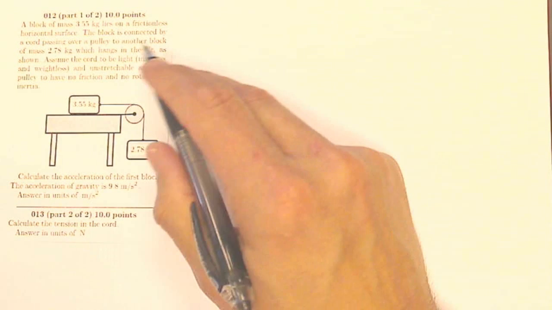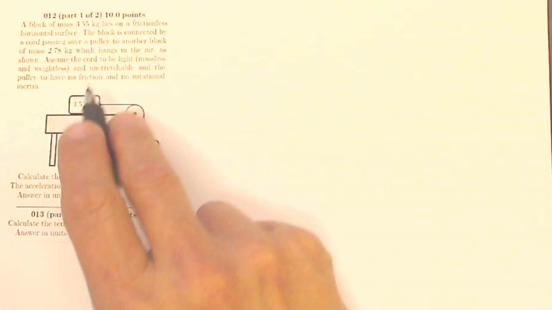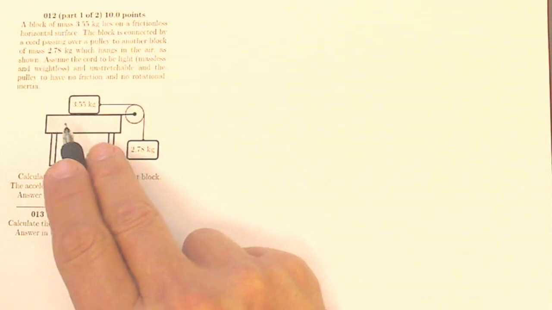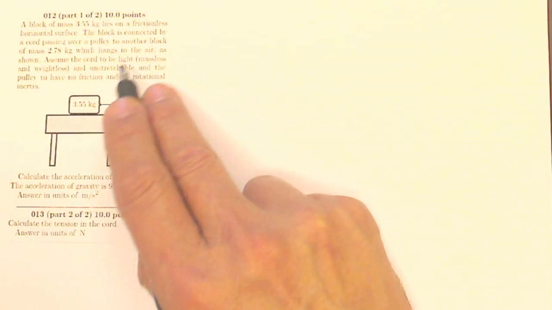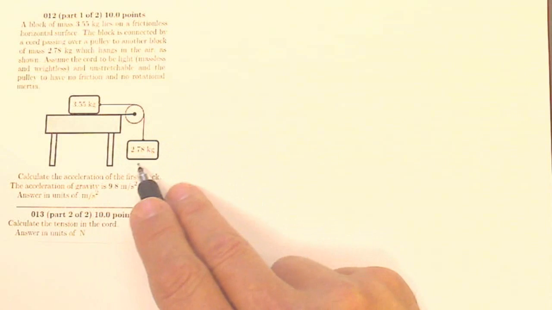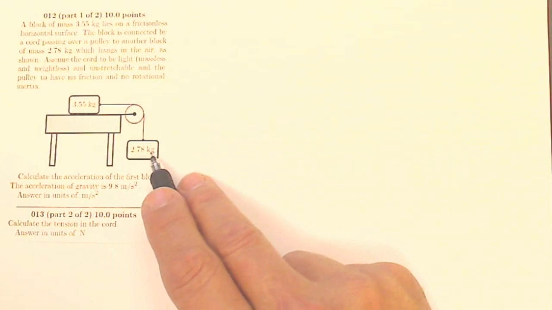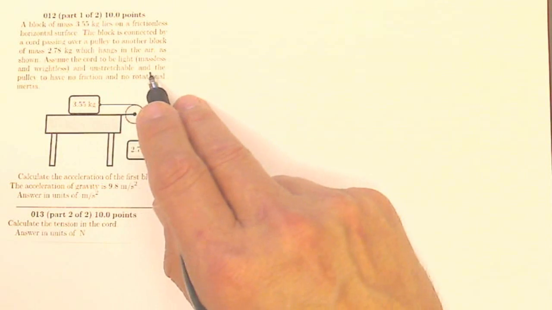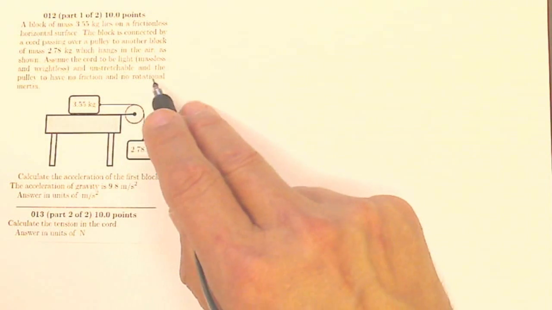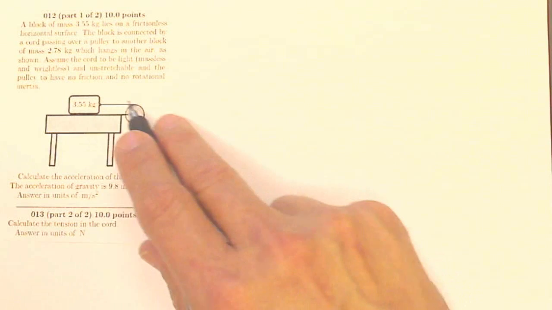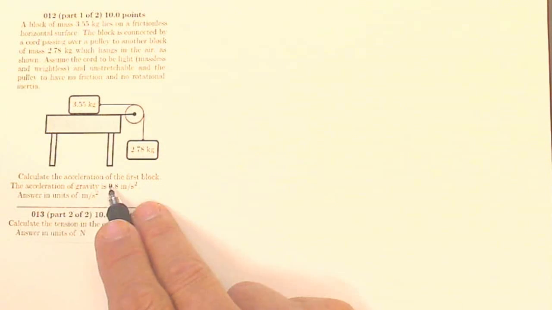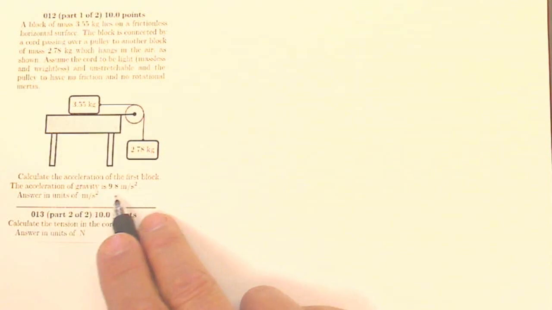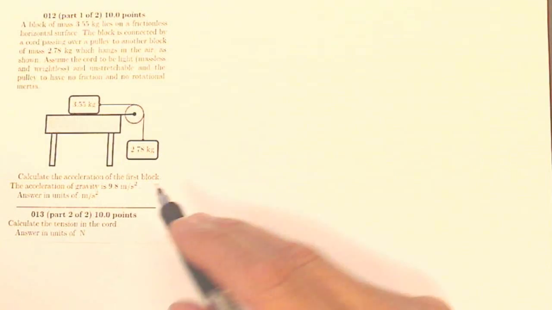Question number 12: a block of mass 3.55 kilograms lies on a frictionless horizontal surface. The block is connected by a cord passing over a pulley to another block of mass 2.78 kilograms, which hangs in the air, as shown. Assume the cord to be light, massless, weightless, and unstretchable, and the pulley to have no friction and no rotational inertia. So in other words, I'm in a wonderful ideal world. Calculate the acceleration of the first block. The acceleration of gravity is 9.8.